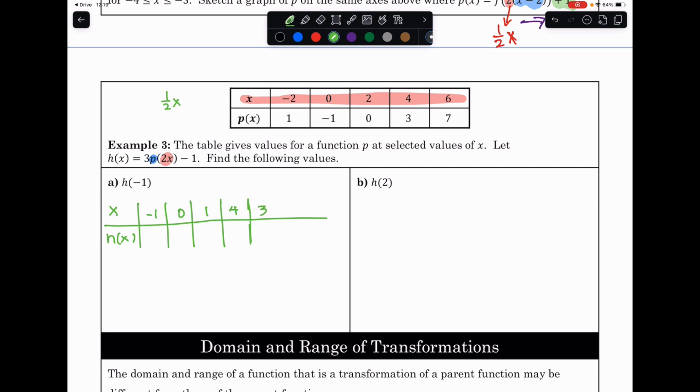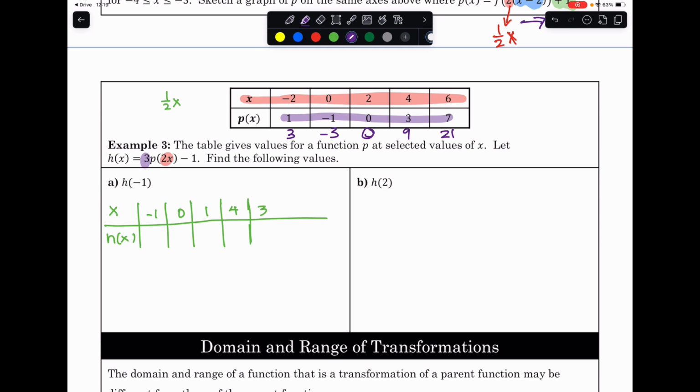Now the outside value that we see here, this 3, means that we're multiplying the y values by 3. So we'll multiply all of these y values by 3. And I'm going to write the final answer here, so I'm going to write the new numbers right there underneath. So I'm going to multiply all of these numbers by 3. So 3, 0, 9, and 7 times 3 is 21. Okay, so that's that right there.